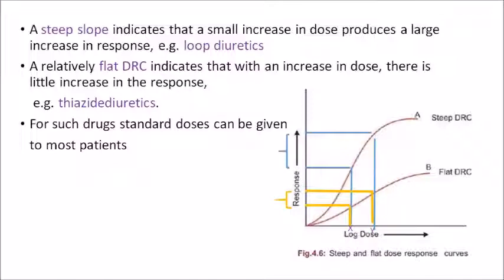Now look at the yellow lines, that is when it is increasing from x to y, try to plot it with the curve B. Corresponding to curve B, the response that is increasing is minimal when compared to the response that is increasing with the curve A. An example for a steep slope DRC is loop diuretics. With very small increase in dosage, there is a good response. And for almost flat DRC, it is thiazide diuretics. Okay, so drugs with steeper DRC have to be used with caution, whereas those with flatter DRC can be given in standard doses to most of the patients.